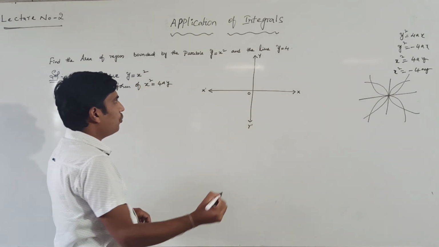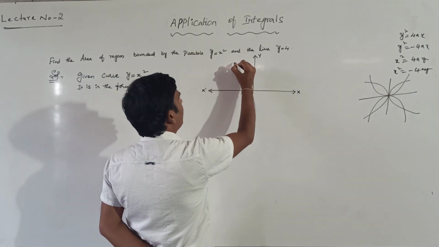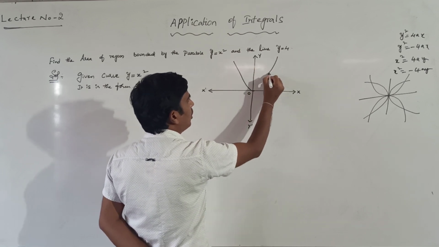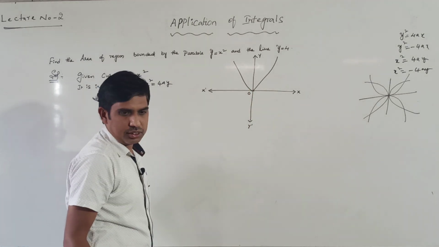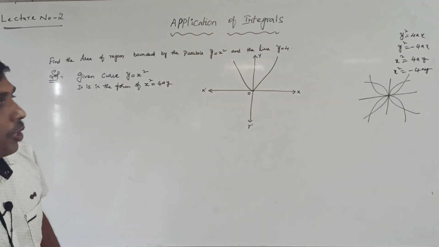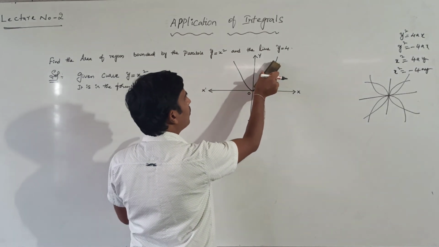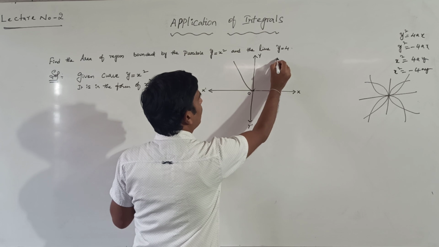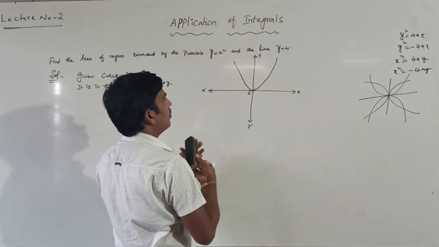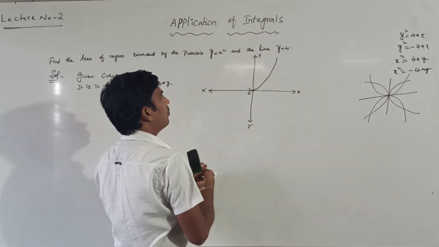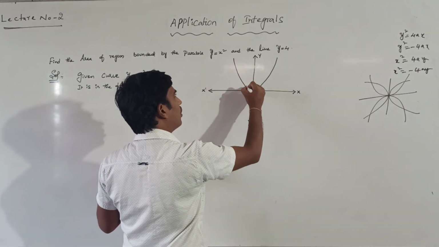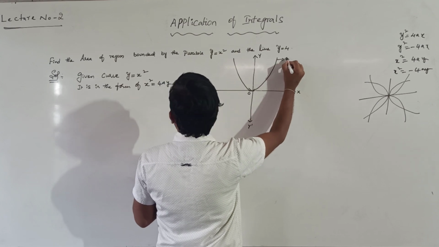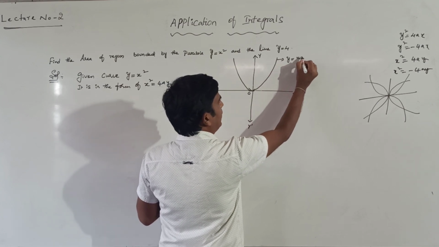x square equals 4ay shows like that, an upward parabola will come. So this is y equals x square.